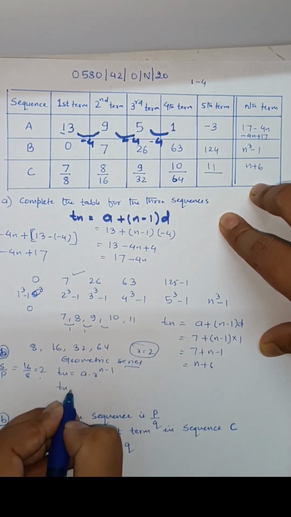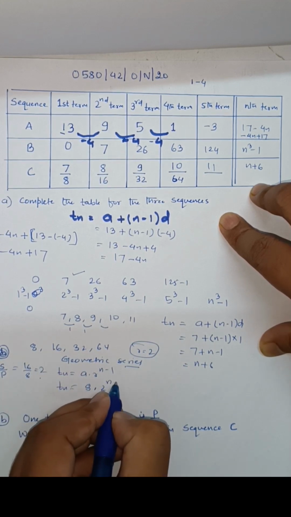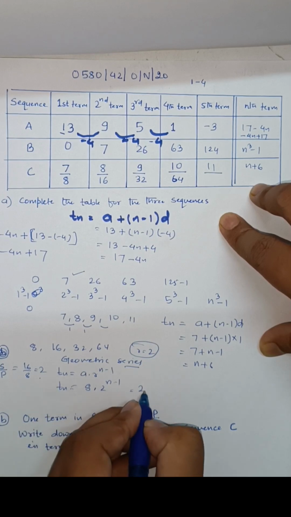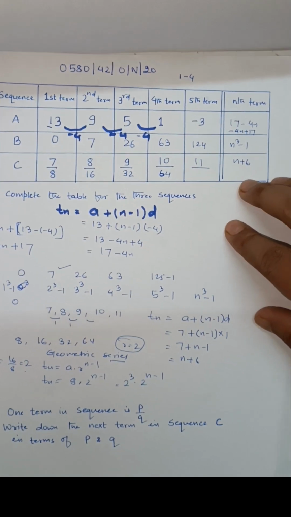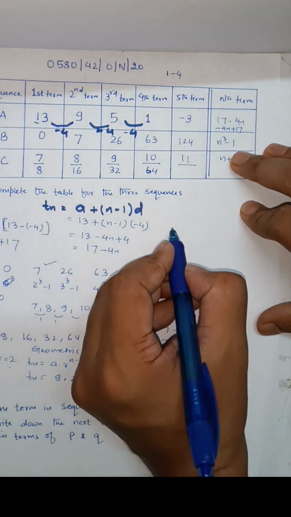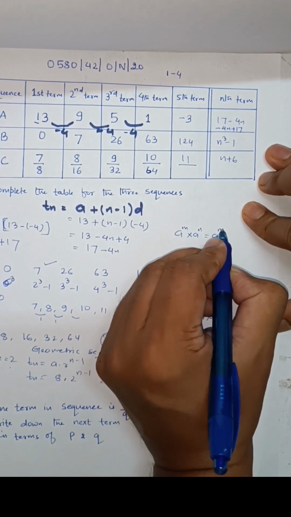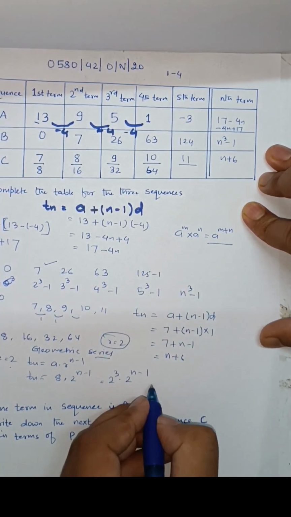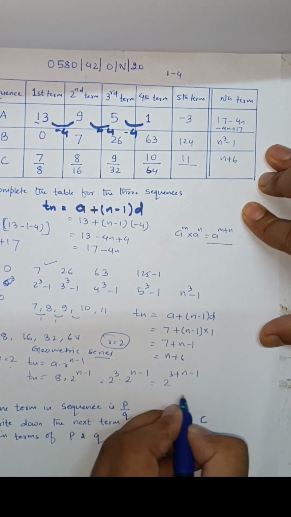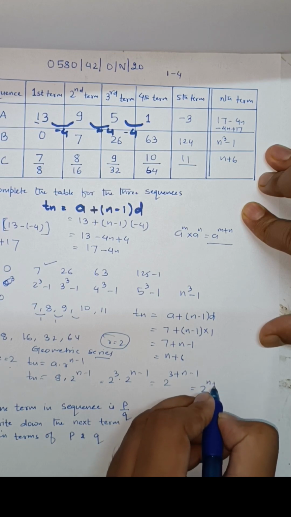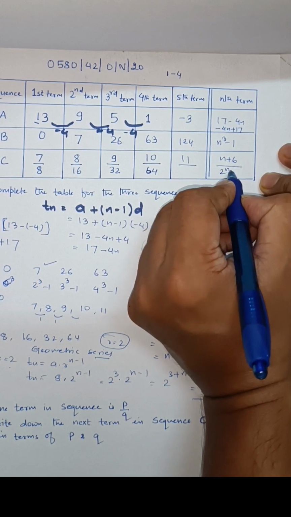So Tn is going to be a, which is 8, a is the first term, r is 2, 2 raised to power n minus 1. Now 8, we can write as 2 raised to power 3 into 2 raised to power n minus 1. We can use the indices formula. What is the indices formula? I am going to write over here, a raised to power m into a raised to power n is going to be a raised to power m plus n. So here we can write 3 plus n minus 1, which is going to be n plus 2. 2 raised to power n plus 2. So our nth term will be 2 raised to power n plus 2.